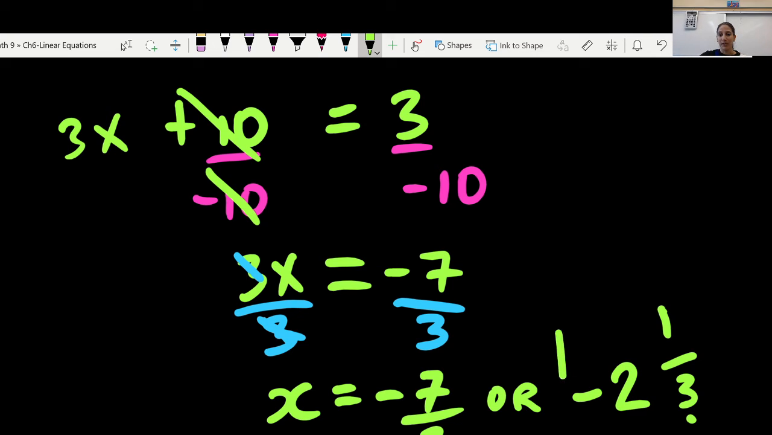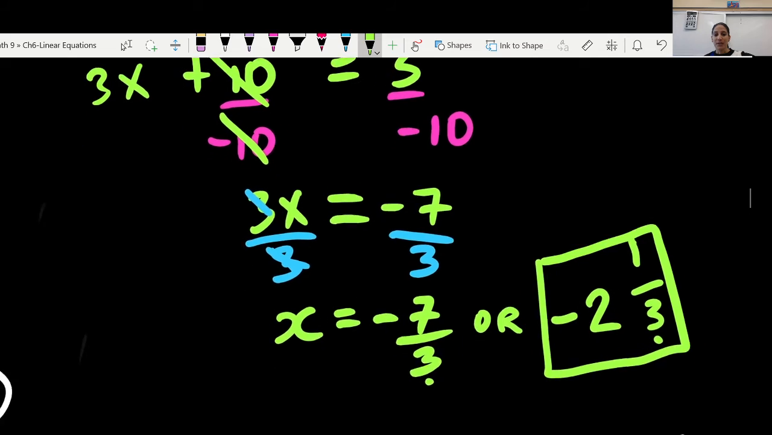So either one would be fine, but it's better to leave it as a mixed number instead of an improper fraction. So leaving it in that form is a good way to put it.